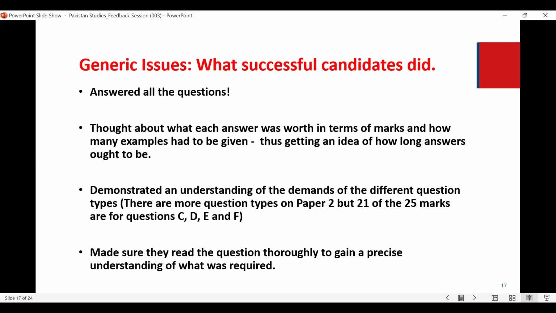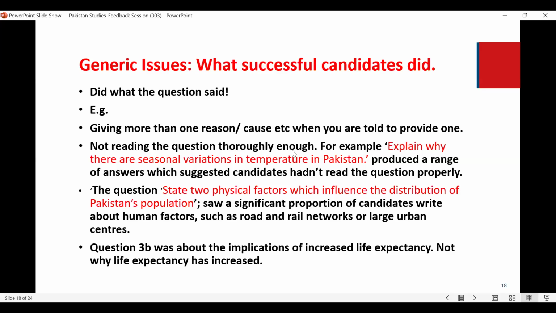More successful candidates also read the question thoroughly. They really need to have a very precise understanding of what's required. So they need to do what the question says. When they are clearly told to provide one reason or cause and they give more than one, they're just wasting time. If they are told to provide one reason for something, that's what they need to do.